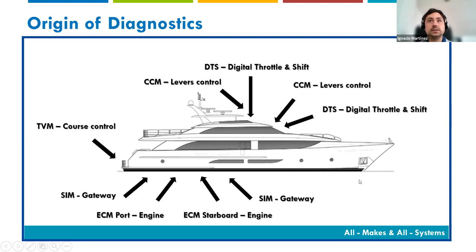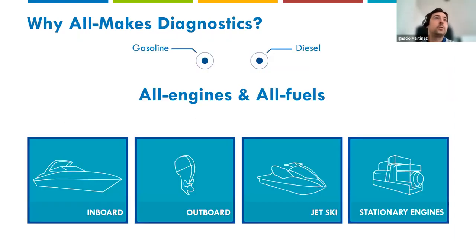As we can see, we have all systems, because it's not only the engine, and we have all makes, different manufacturers. So right now that's why all makes diagnostics. We have all kinds of engines. We can say that we have 4 types: inboards, outboards, jet skis, and stationary engines. And we also have all types of fuels, in this case gasoline and diesel. So this was the start of all makes.